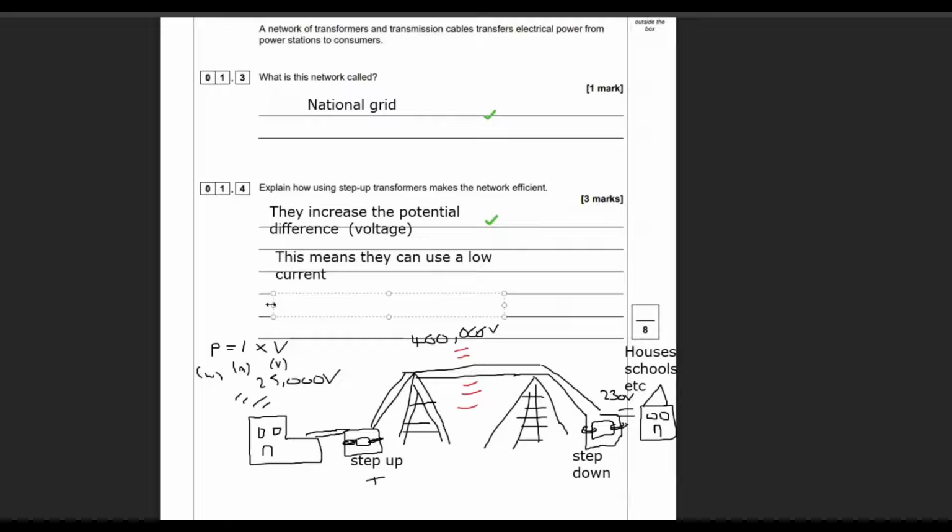And why does that help? This means less energy losses as heat to the surroundings. And there we go. You're not going to get your cables catching on fire, and you're not going to lose heat to the surroundings. And those are your 3 marks. Wunderbar! Right, let's move on.